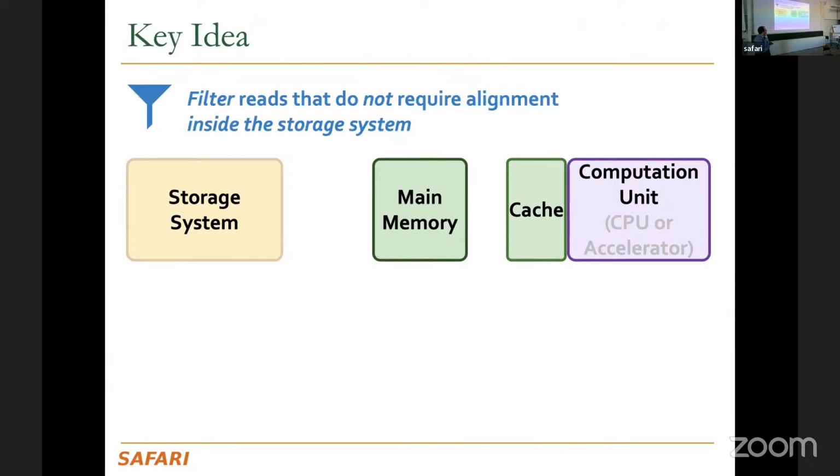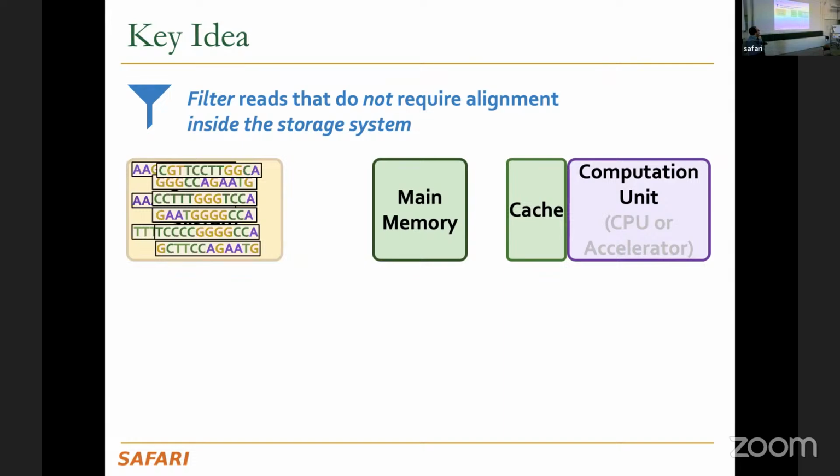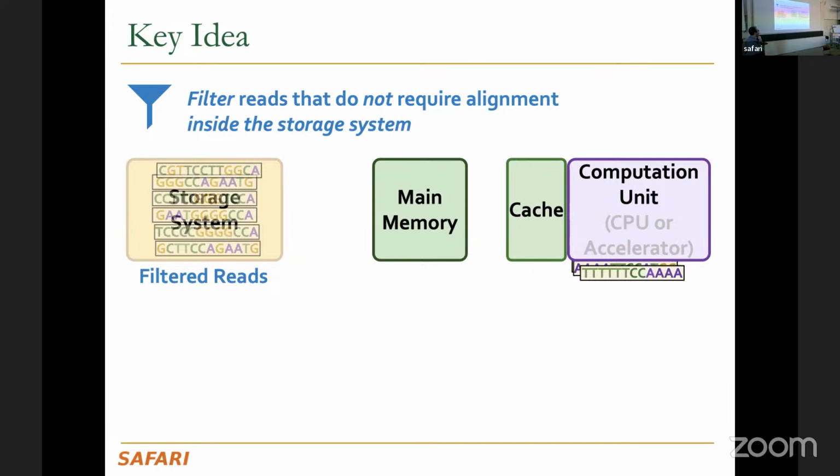So the key idea of GenStore is to filter reads that do not require alignment inside the storage system. We want to filter reads and send only those reads to the computation unit that really need to go through the approximate string matching algorithm.